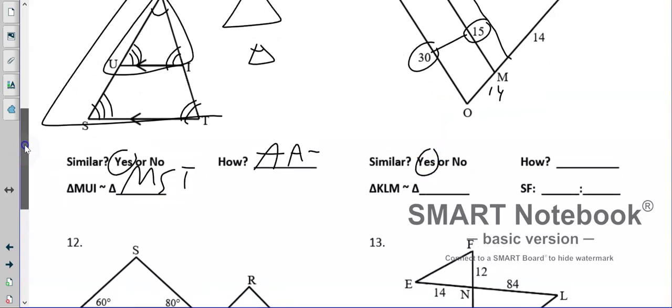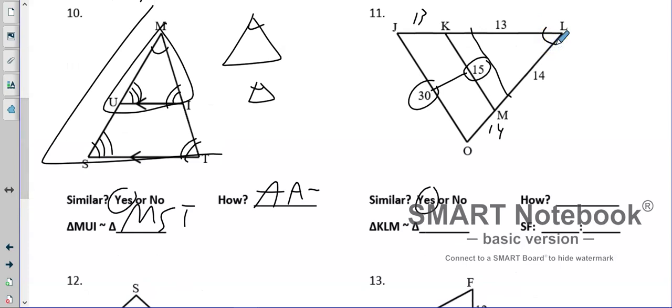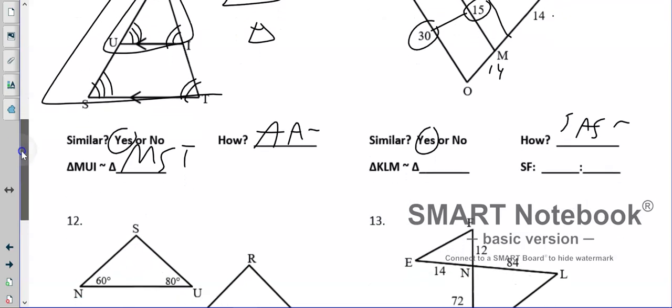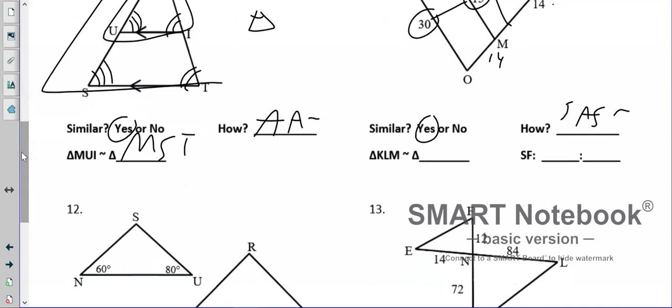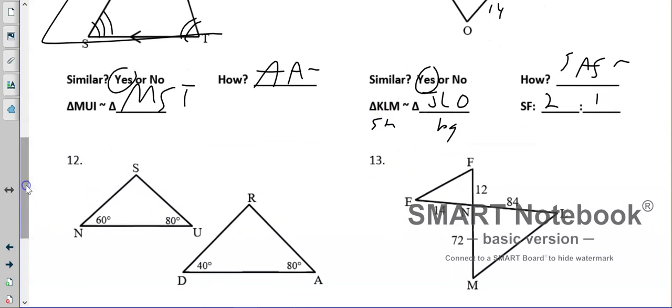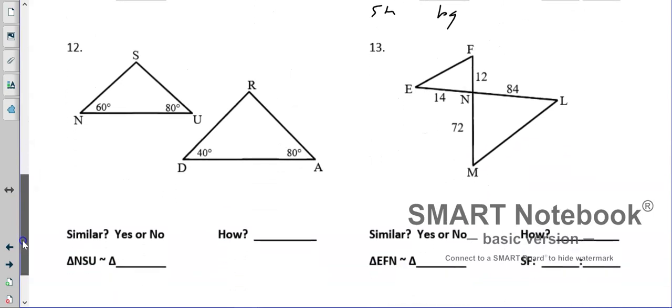And again, since we have this angle here is equal to itself, we have SAS similarity. Side angle side. So we have 13 and 14 proportional. All right. And then KLM, if we wrap it around the same direction, it's going to be JLO, and it's a 2 to 1 ratio. Because KLM is the small, and this is the big. Okay, number 12.